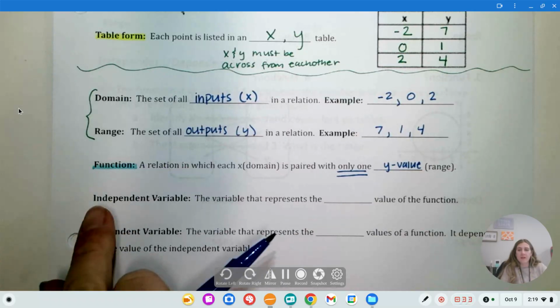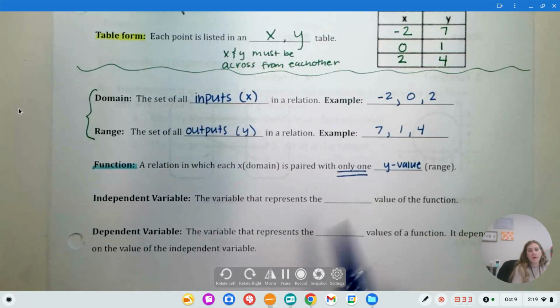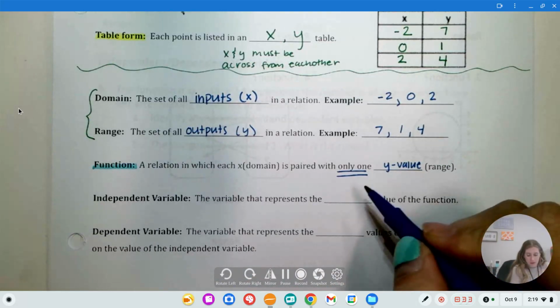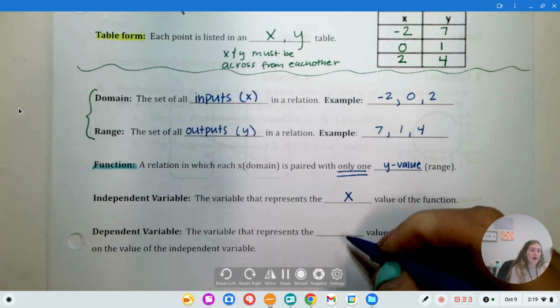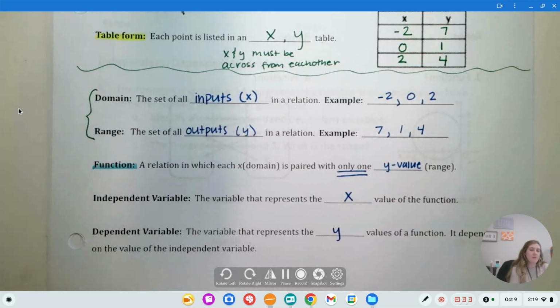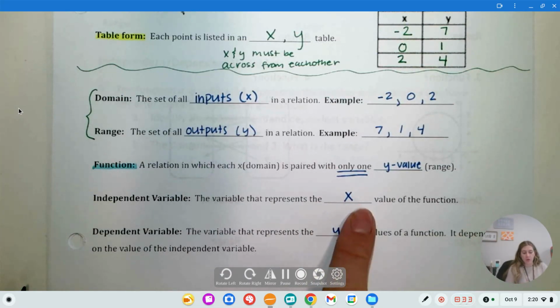And then lastly, independent and dependent variables. You've probably seen these in science class a lot. The independent variable is the x's. That means it stands alone. The y values are the dependent because y changes depending on what x is. So if I plug in 4, I could get a different answer. If I plug in negative 2 for x, I could get an even different answer than before.